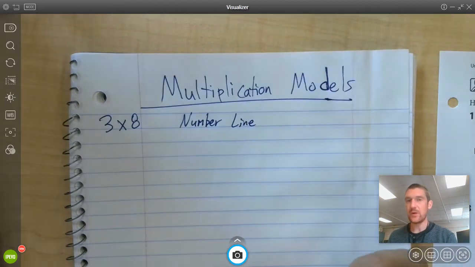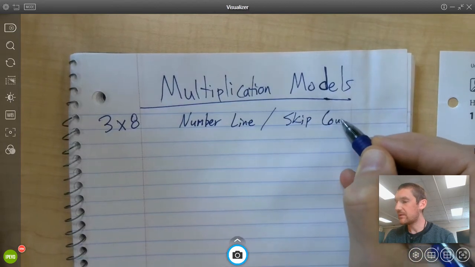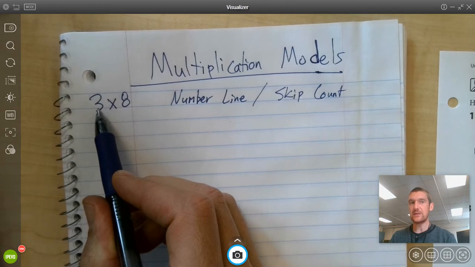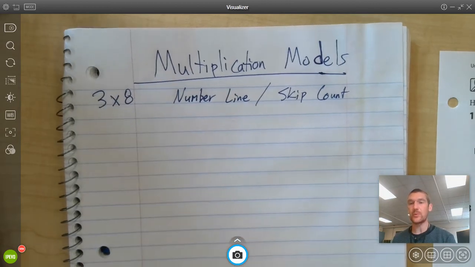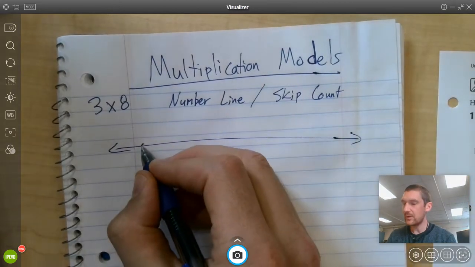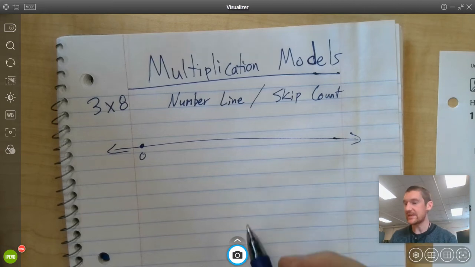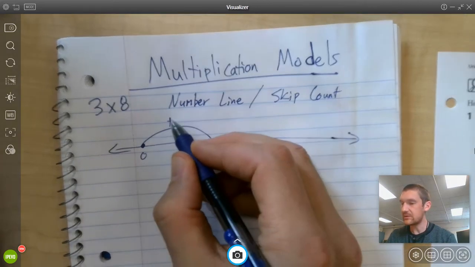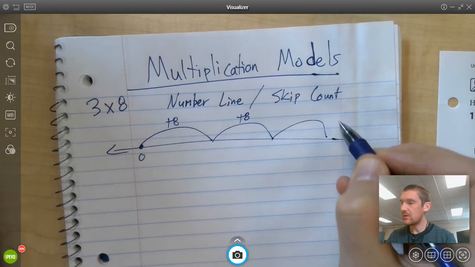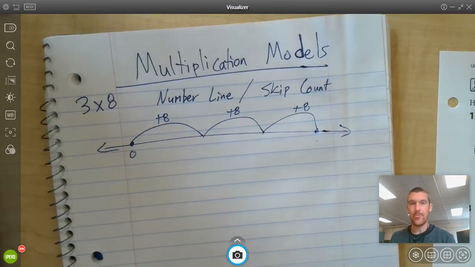is a number line, okay? And some people also think of this like a way to skip count, okay? So 3 times 8, you could think about that like 3 groups of 8. So if I have a number line and I start at 0, that means I'm going to add 8 3 times. Once, twice, 3 times. And I need to figure out what it is that I'm landing on there, okay?